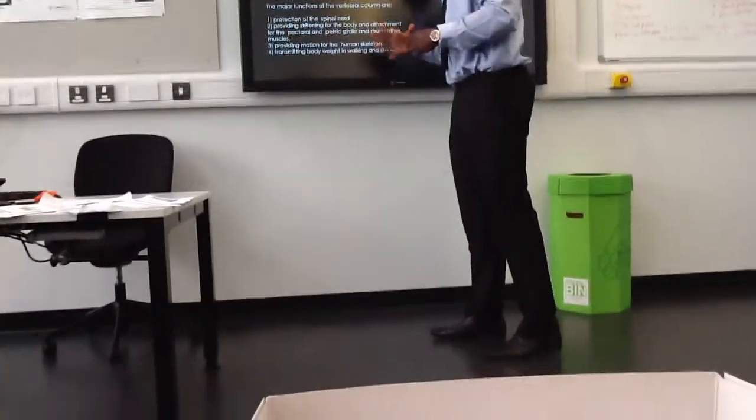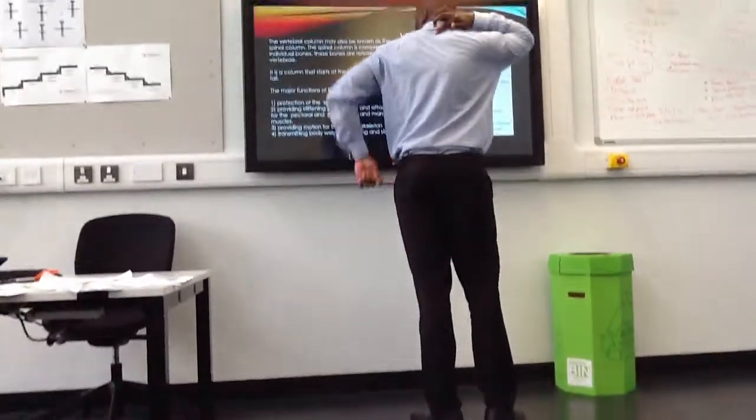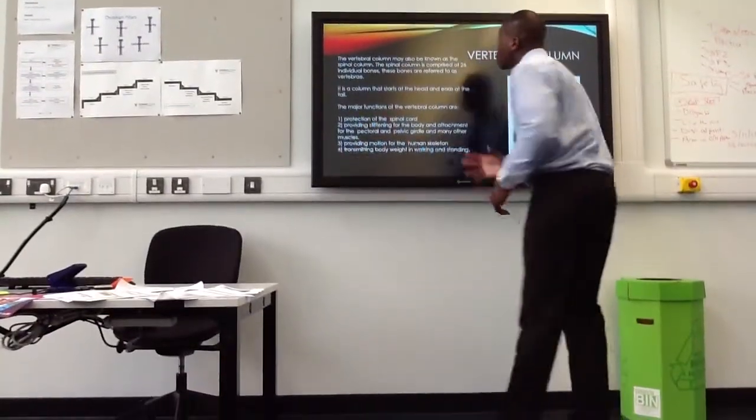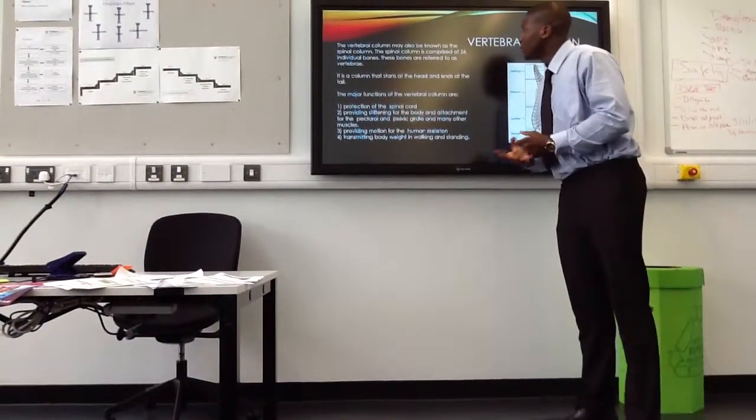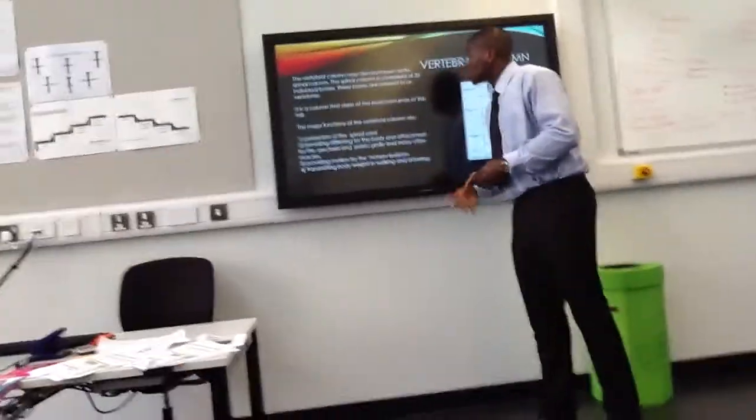The vertebral column. The vertebral column may also be known as the spinal column. So that's in the back here. It starts all the way from the top of your head to your tail. The spinal column is comprised of 26 individual bones. These bones are referred to as the vertebrae. It is a column that starts at the head and it ends at the tail.